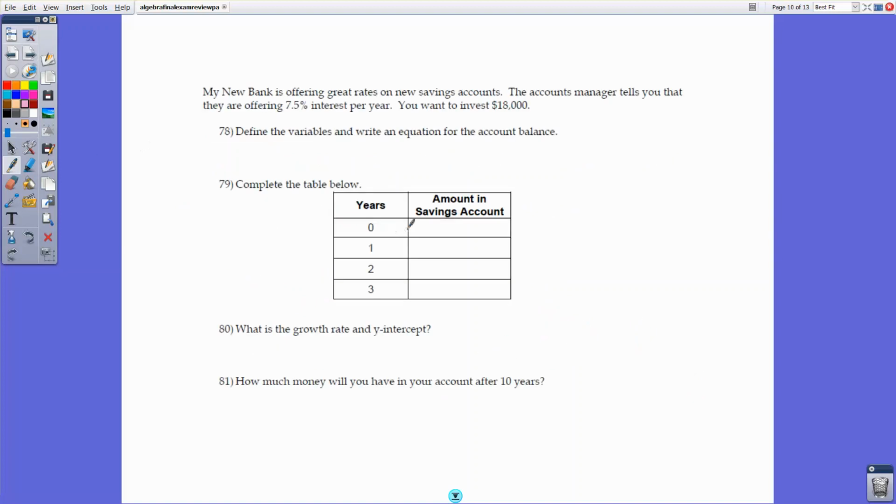All right, we're almost there. My new bank is offering great rates on new savings accounts. The accounts manager tells you they're offering 7.5% interest per year. Oh, I want that account. That's a lot of interest. You want to invest $18,000. Define the variables, write an equation for the account balance.